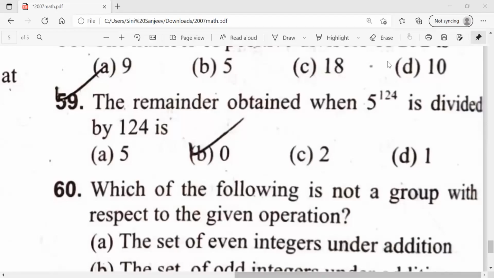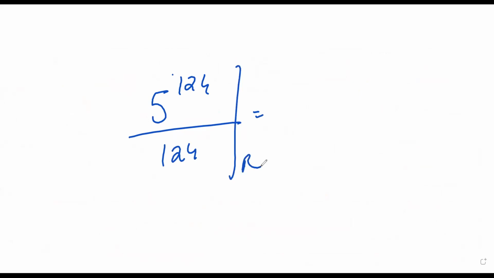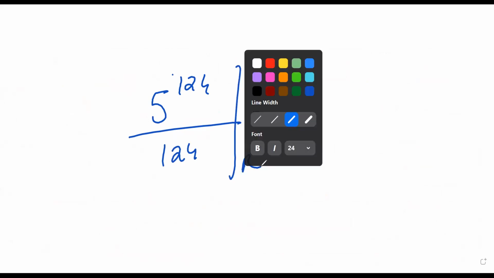The question I would like to discuss here is: what is the remainder obtained when 5 power 124 is divided by 124? For this question, 5 power 124 divided by 124, what is the remainder? This can be done in less than 5 seconds.